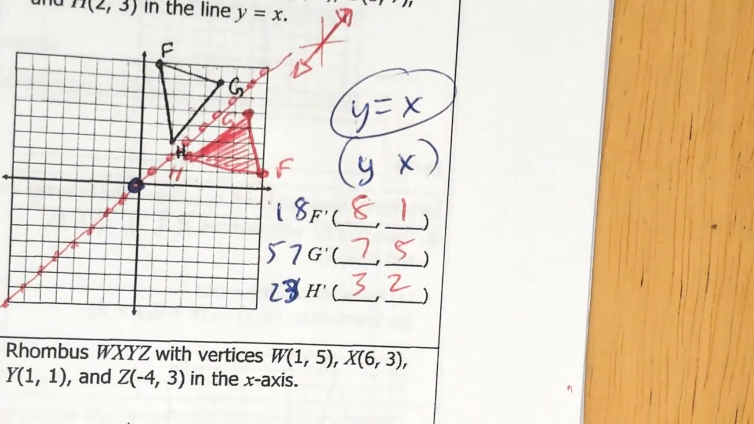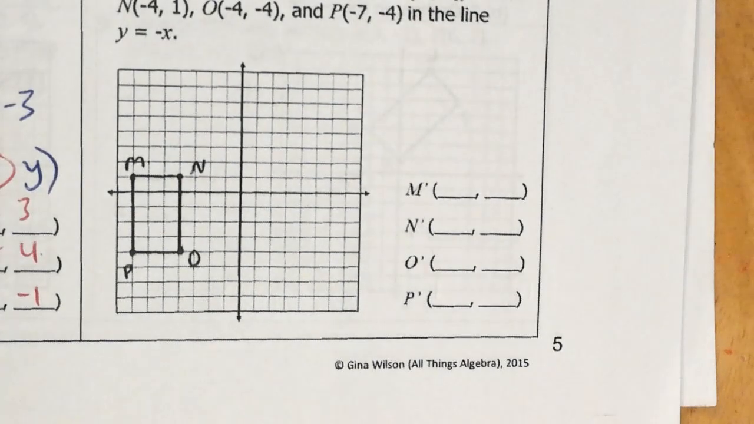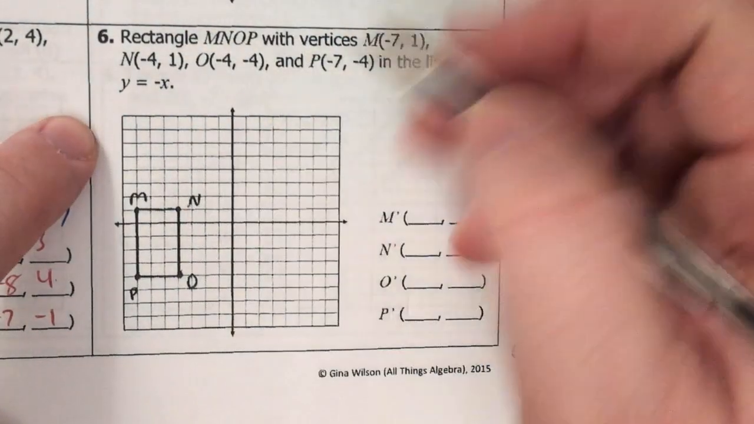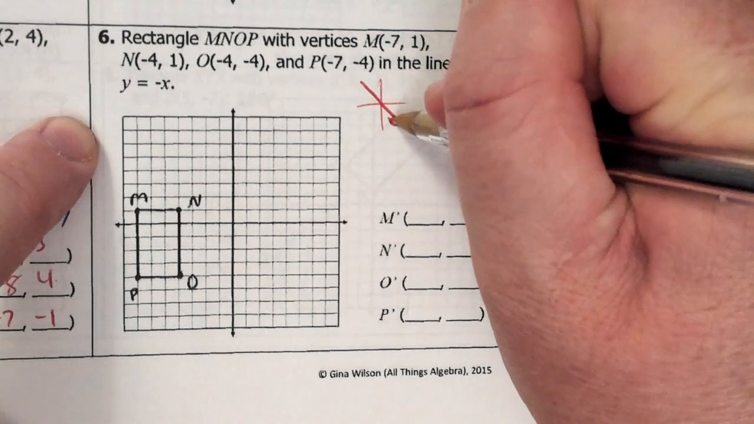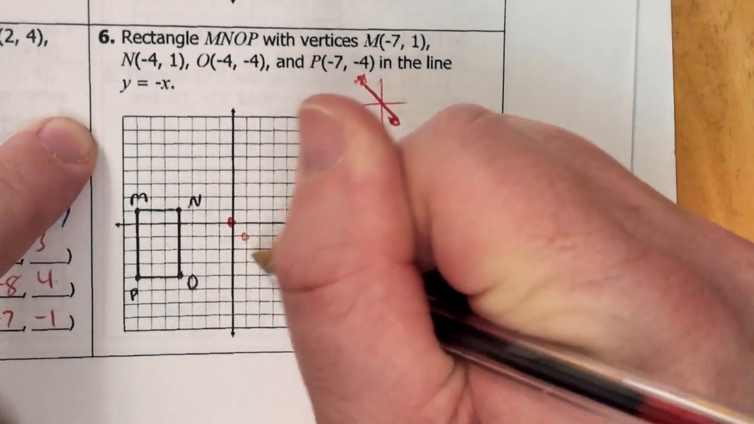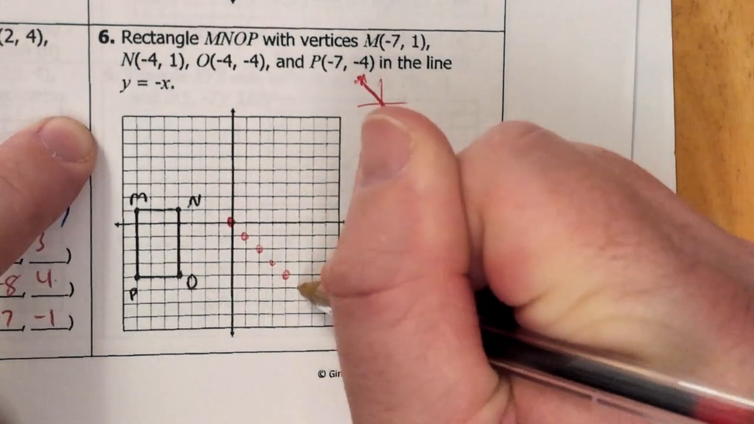Excellent. Last problem. Let's go ahead and do it. Number 6. We're going to shift down to number 6. Number 6, y equals negative x. So that's going to be falling from left to right. So starting at 0, 0, down 1 over 1. And I'm just going to do these diagonals.